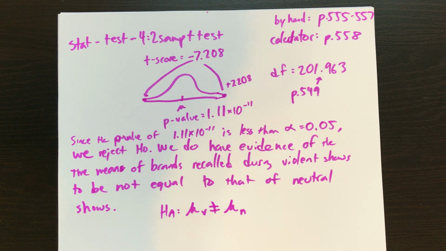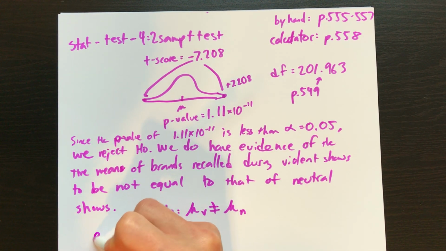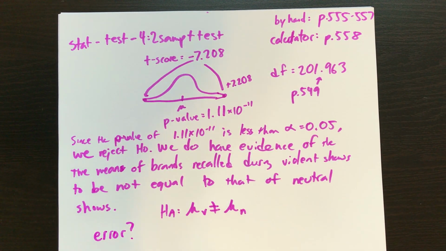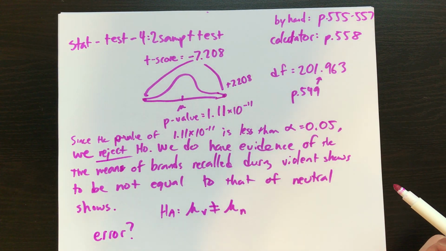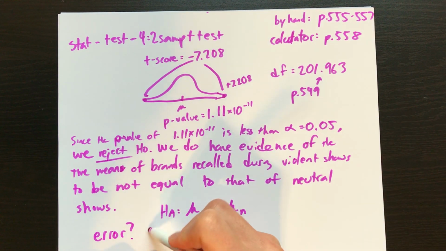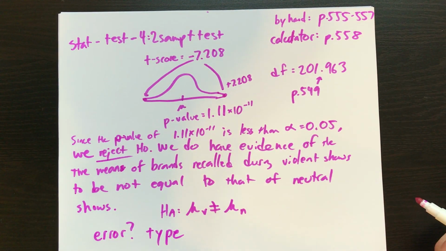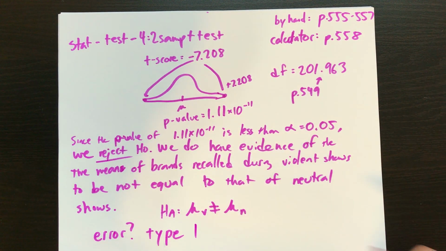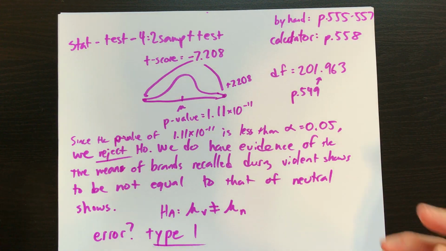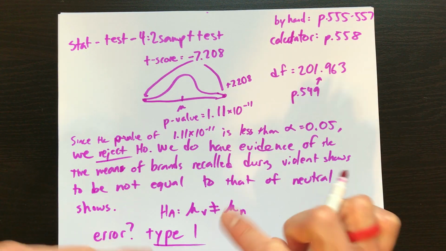Bonus question, what type of error could we have made here? There's only one type of error, so remember, we go back and we look at what happened to our null. We rejected, right? So this would be a type. Everyone show me with your fingers what it is. Is it a 1 or is it a 2? It's a 1. Okay, that's the only type of error we could make here. Not saying we did, we could have, but if we did make an error, the only type of error is a type 1 error.